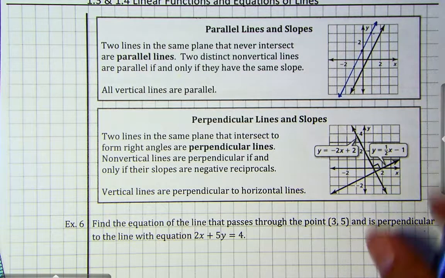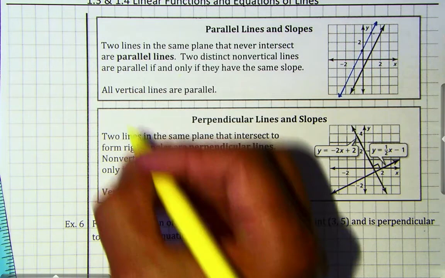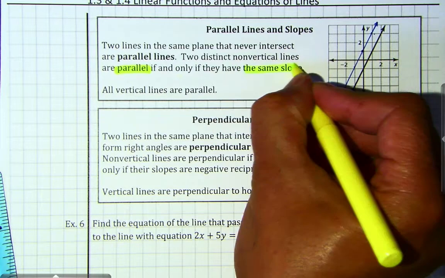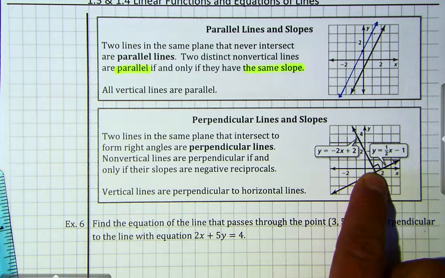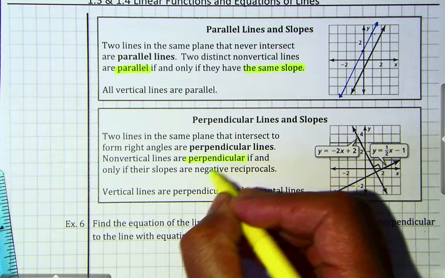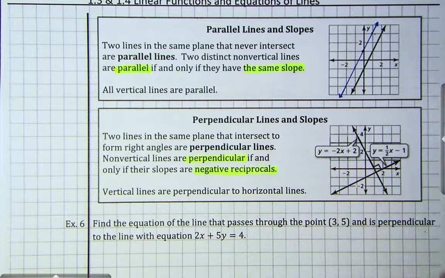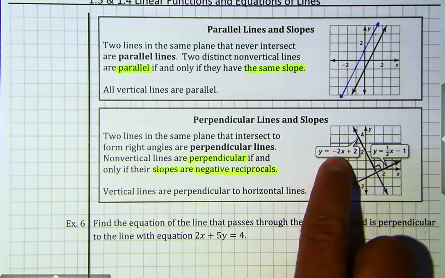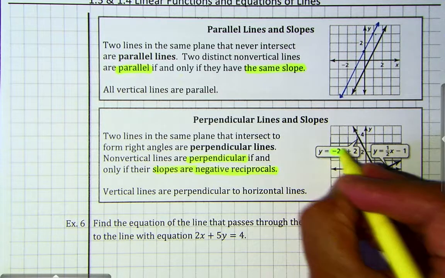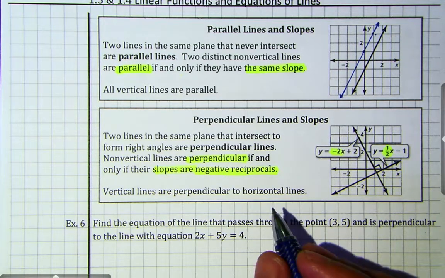We know that all vertical lines are parallel. And we know the parallel lines have the same slope, correct? Perpendicular lines form a 90-degree angle, and perpendicular lines have negative reciprocal slopes. You also have to remember that in this case, we have the slope is negative 2, and the opposite reciprocal will be positive 1/2.